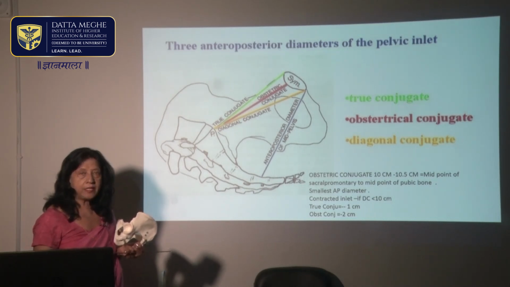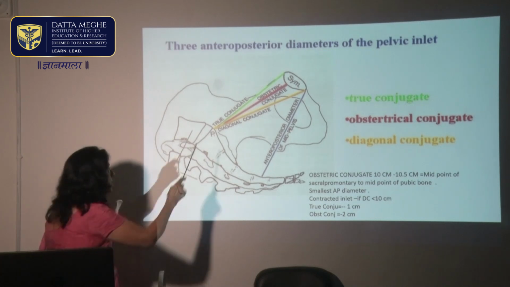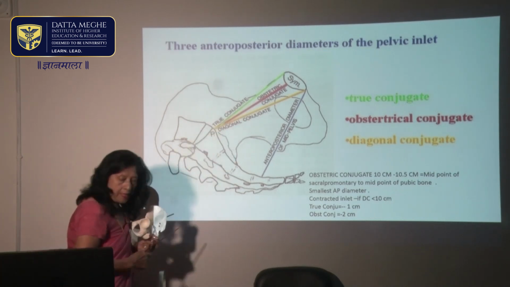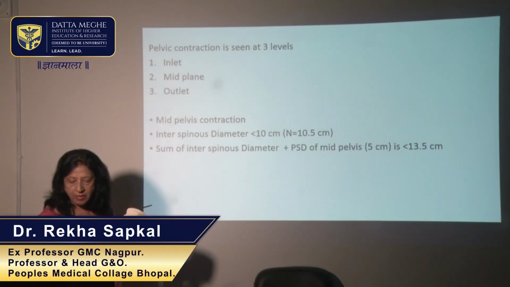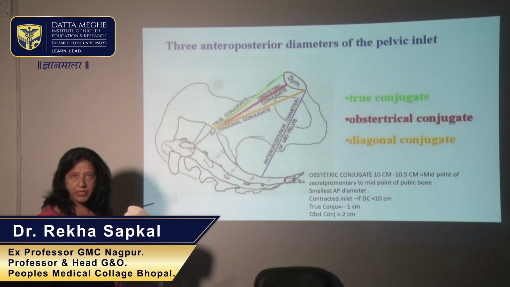True conjugate is the AP distance. This is the AP diameter. There is no need to measure it clinically. Clinically, there are two important diameters, obstetric conjugate and diagonal conjugate.